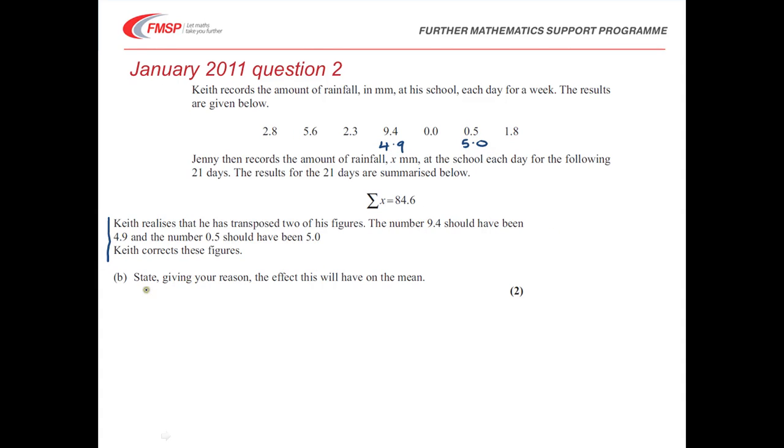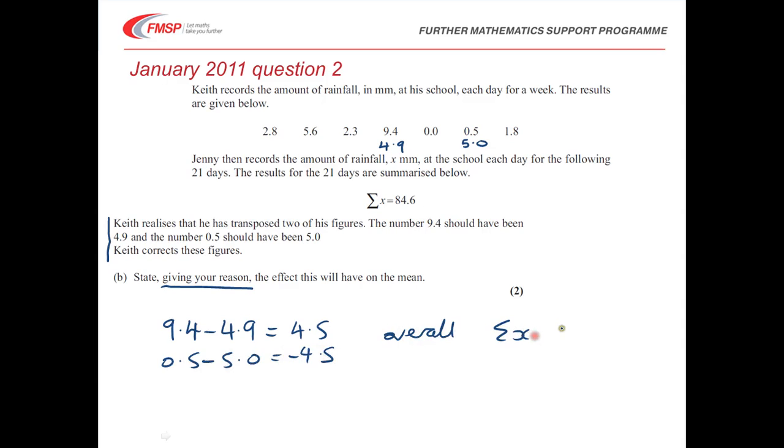And what we've got to do is state, without necessarily calculating, although you can, state with a reason what this will do to the mean. Now, the way I approach this question is to realize that 9.4 take away 4.9 is equal to 4.5. 0.5 take away 5.0 is equal to minus 4.5. So overall, the sum of x doesn't change.